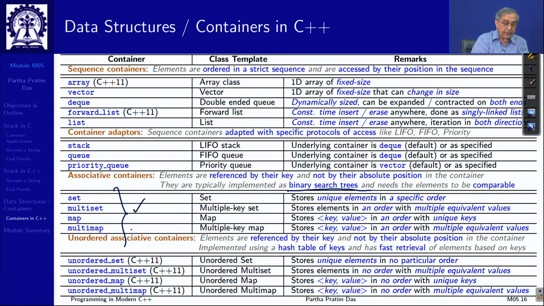It also has multiset and multimap. Multiset is a set where duplication is allowed, multimap is one where duplication in terms of the key value is allowed. And this need to be comparable is done away with in C++, where you have unordered versions of them, but as I said, we will not talk about these right now.